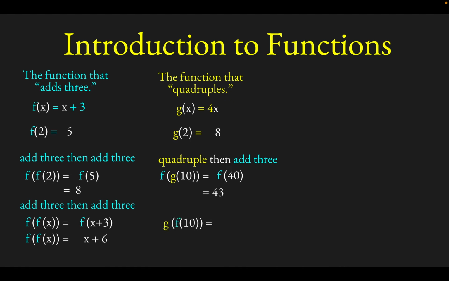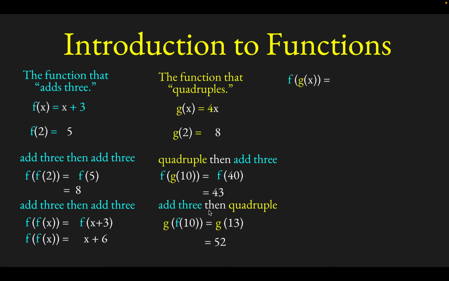Another case might look something like this. Just reverse the order: g of f of 10. Well, you've got to work inside out. We're going to apply the f function first, so we're going to add 3 first, and then we're going to quadruple by applying the g function last. So again, you work inside out. So f of 10, we just have to add 3 to the 10 to get 13. And then we have to quadruple the 13, which ends up giving you 52, since 13 times 4 will give you 52.